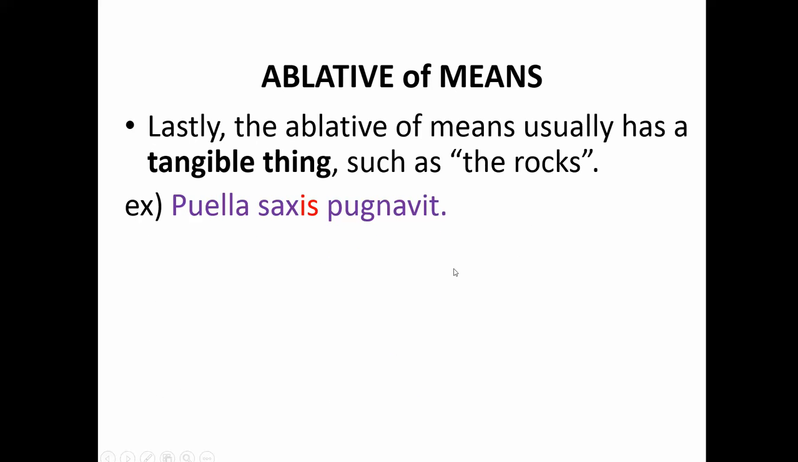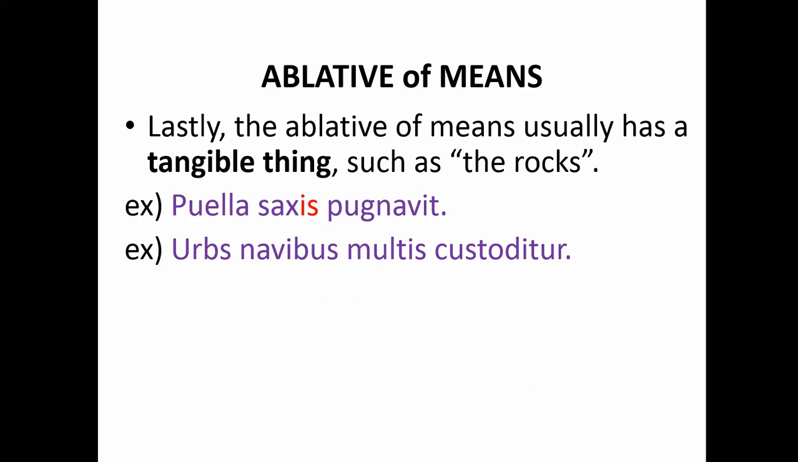So lastly, and I mentioned this earlier, the ablative of means is a tangible thing, such as the rocks in our first example. The girl fought with rocks. That's the tool she used. So I keep using the word tool. It's a tool that she's using.